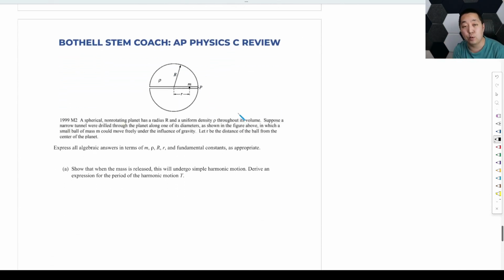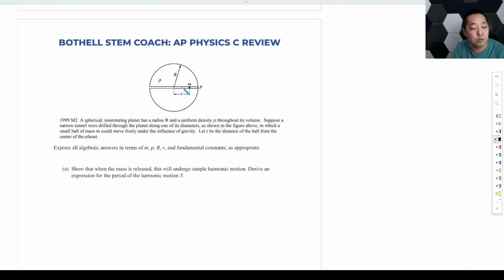This is kind of an interesting one to do oscillation with gravitation, folding in a little bit of planets. This is what's going to make the AP Physics C exam hard, mixing some of these things in. So we have a spherical non-rotating planet with radius R and uniform density rho throughout its volume. Suppose a narrow tunnel was drilled through the planet along a diameter as shown in the figure above, in which a small mass could move freely under the influence of gravity.